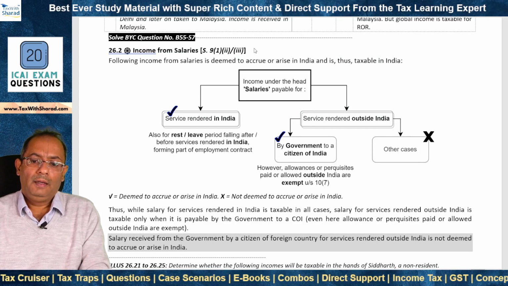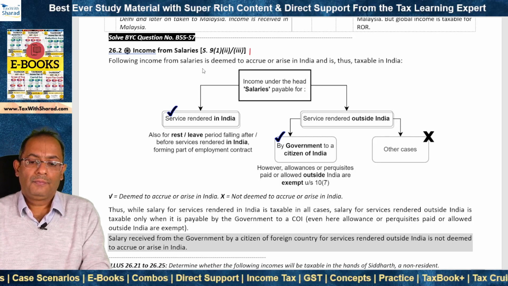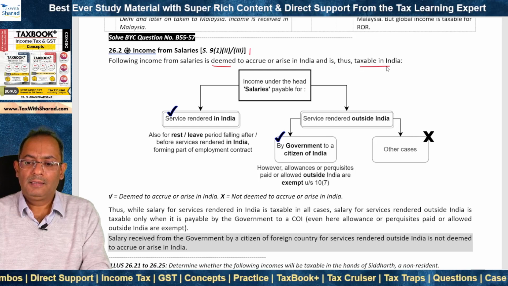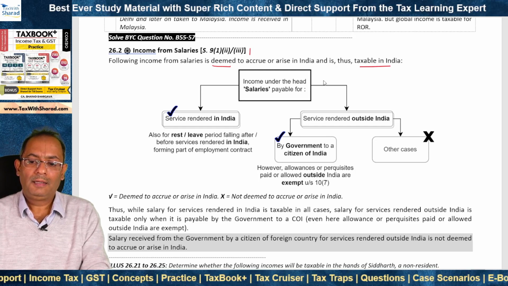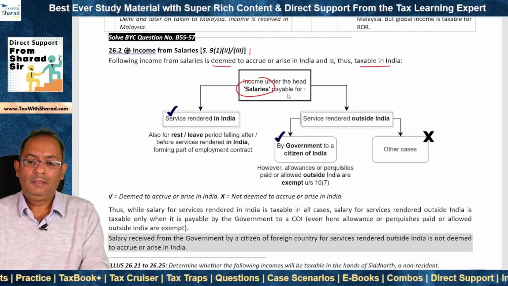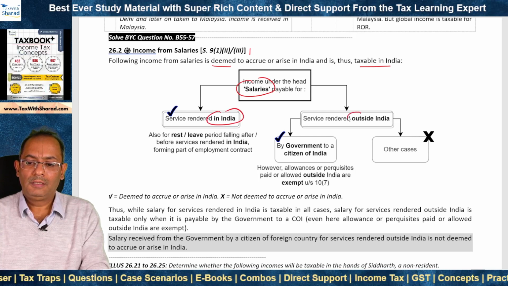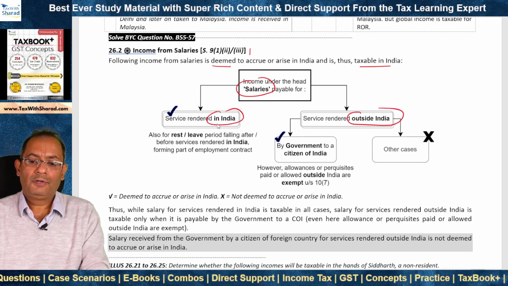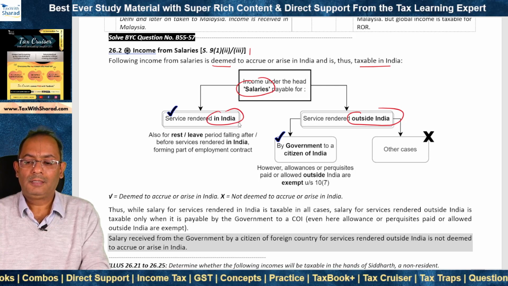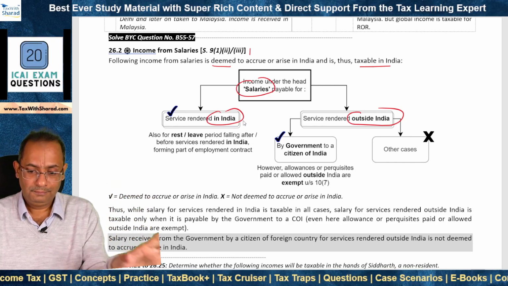Okay. Income from salaries is covered by section 9(1)(ii) and 9(1)(iii). The following income from salaries is deemed to accrue or arise in India and is thus taxable in India. So as far as income under the head salaries is concerned, we need to see whether that income is payable for services rendered in India or services rendered outside India. If it is for services rendered in India, it will be deemed to accrue or arise in India, and therefore it is taxable in India irrespective of the residential status, because then it becomes Indian income.